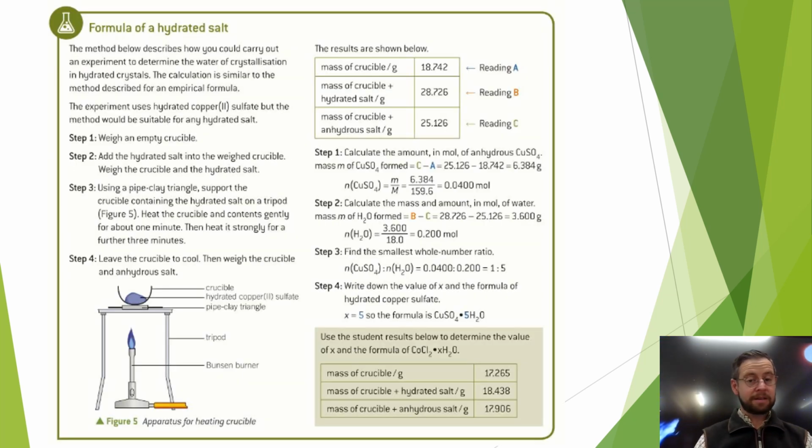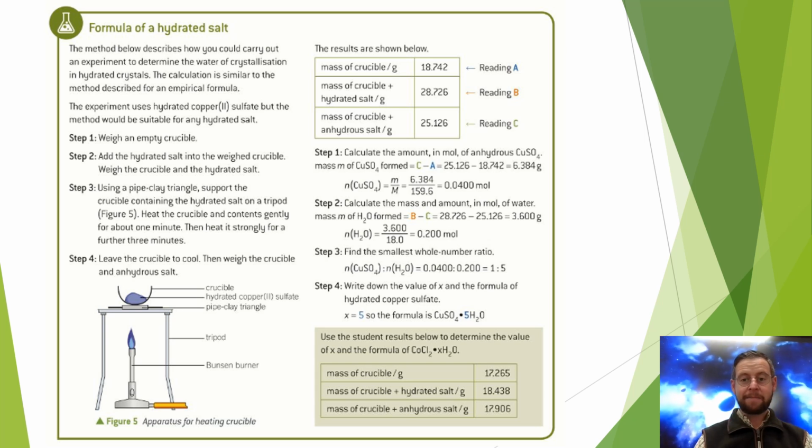There is an experiment that you can do to work out the formula of a hydrated salt. It involves weighing an empty crucible, adding the hydrated salt into it, heating it until it goes white, and then finding the mass afterwards. Basically, the mass that has disappeared represents the mass of the water that's evaporated, and then you can find out exactly what mass of water has left.